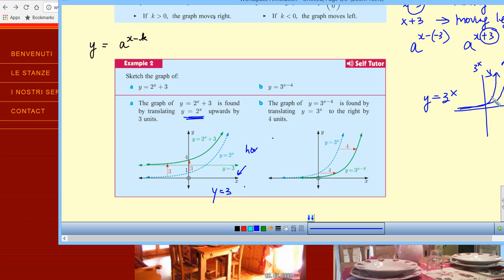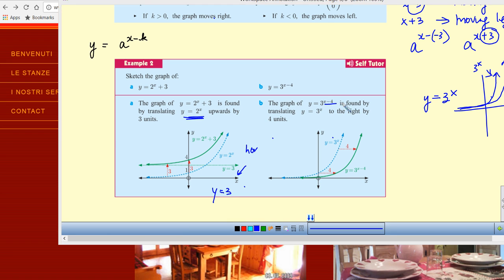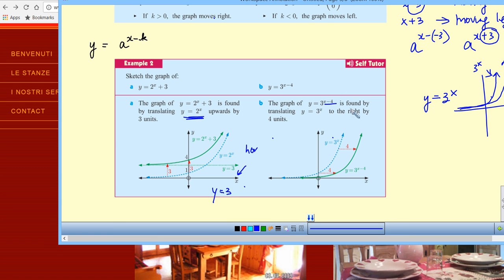And from there, I would just take my 3 to the x graph, and because it's x minus 4, it's affecting only the x values, so I would move my graph horizontally 4 units to the right. So that would cover that.